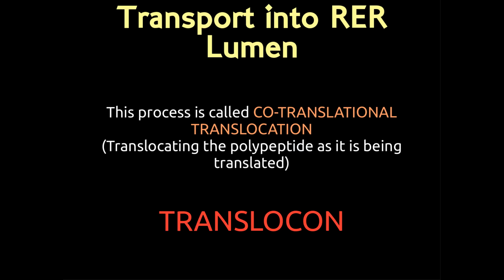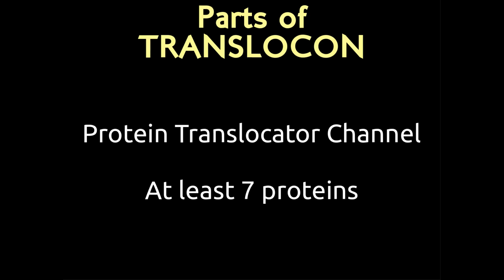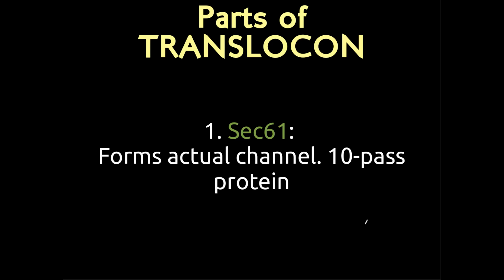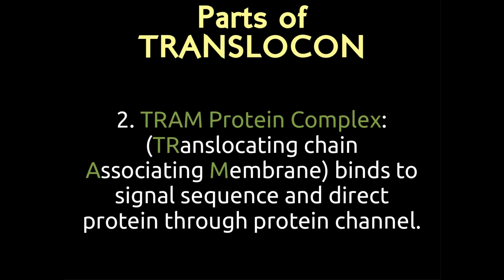This is an entire complex of proteins that help this process along, and we're going to talk a little bit more about that specifically. So, the first part of the translocon that we're going to talk about is the protein translocator channel. This is a specific channel that the polypeptide is being translated through into the rough endoplasmic reticulum, and it is at least 7 proteins. And the first of those proteins is what's known as Sec61. This is what forms the actual channel. This is a 10-pass protein, so it's actually a fairly large channel, and this is what's allowing the polypeptide to move through the membrane.